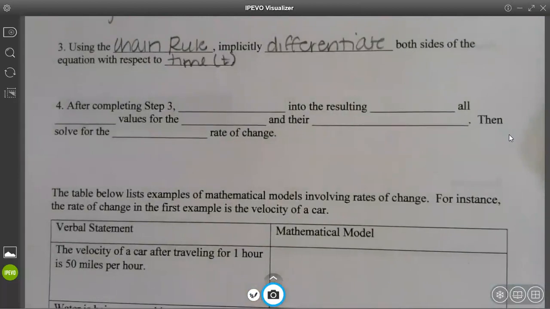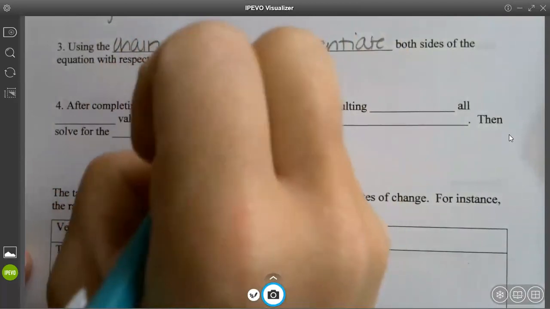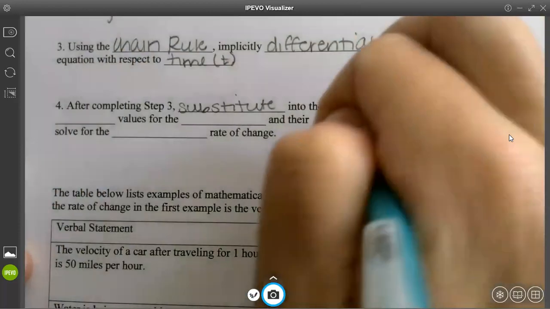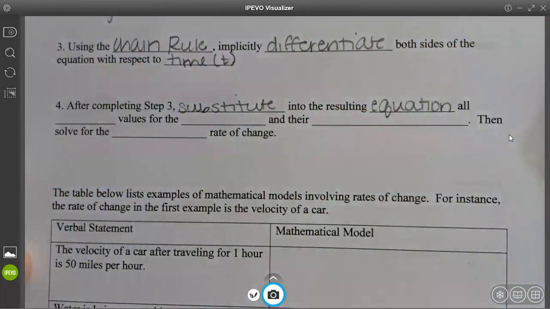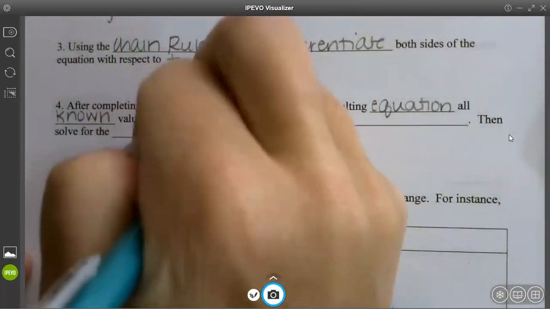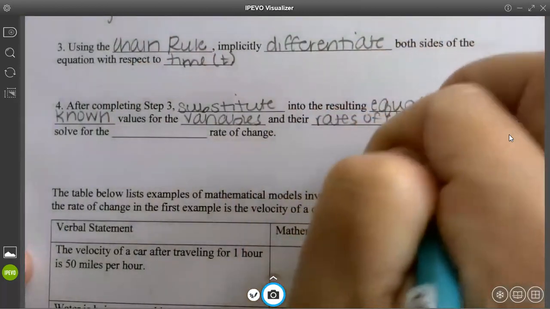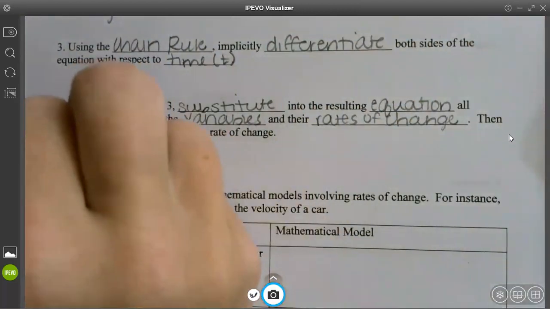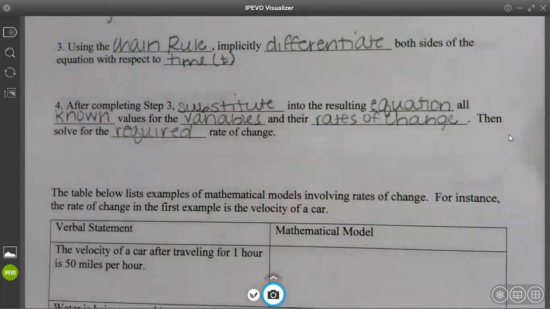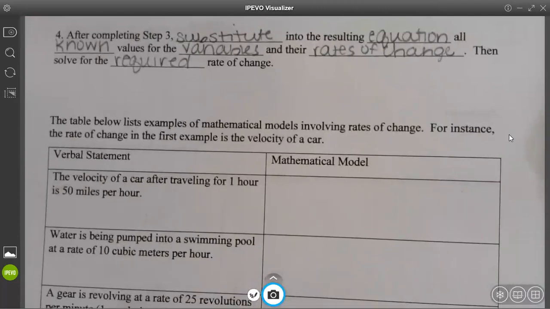And then after completing that step, after the differentiation, substitute into the resulting equation all known values for the variables and their rates of change. Then solve for the required rate of change. So in the end, you want to make sure you have everything except for that one rate of change you're looking for. So we plugged in for everything except for dA over dt on the last one. Very good.